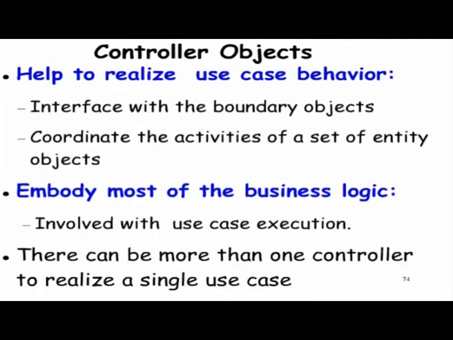The third and last category of objects is the controller objects. These are the ones which actually get the work done for a use case by coordinating the boundary and the entity objects. When a user invokes a use case, that is reported to the controller object. The controller object knows what needs to be done, which classes need to be invoked, in what sequence, etc.